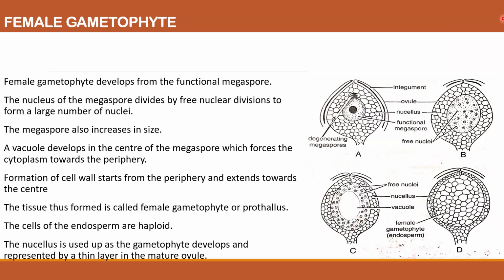So, we discussed that the functional megaspore forms the female gametophyte, where the megaspore increases in size and undergoes free nuclear divisions, forming many nuclei. These nuclei are shifted toward the outer side at the periphery, forming a vacuole at the central region. Slowly, wall formation starts from the periphery to the center, forming endosperm tissue, which is called prothallus or female gametophyte, and it is haploid in nature.